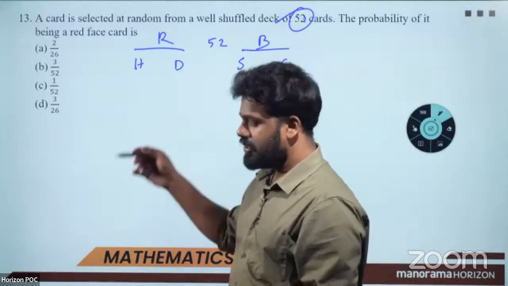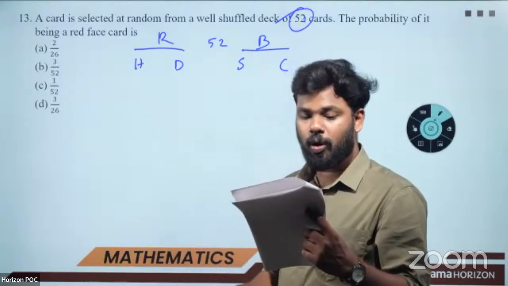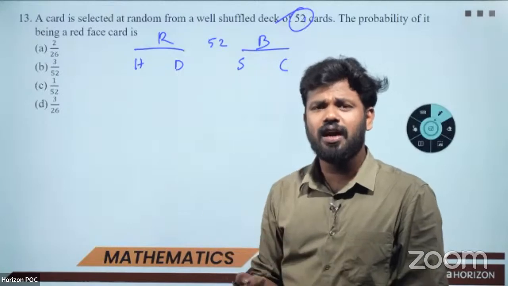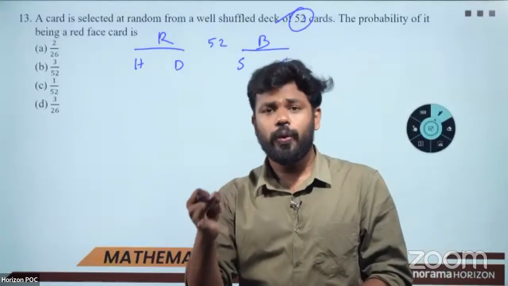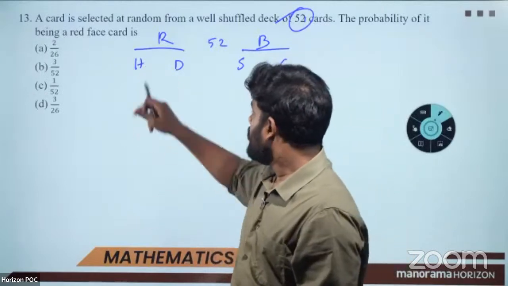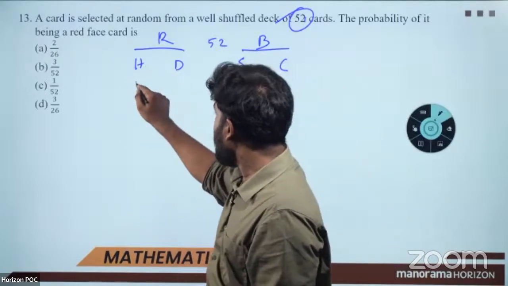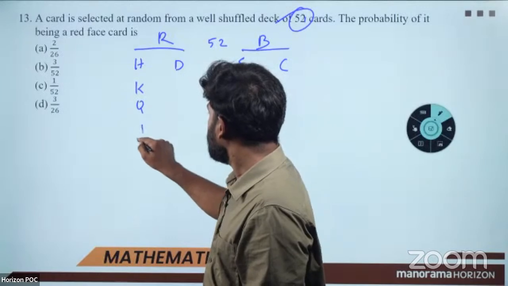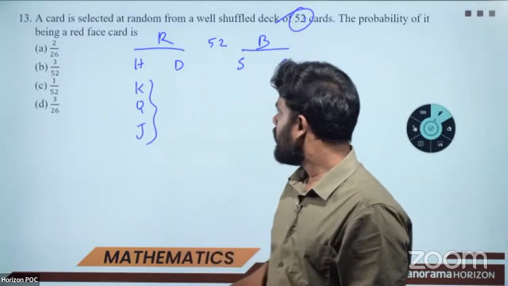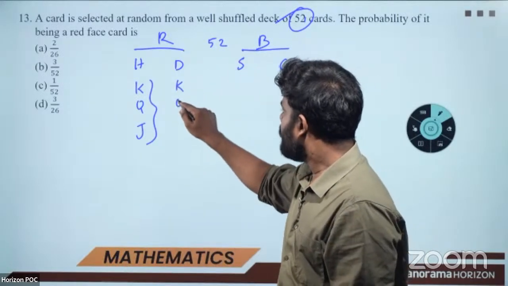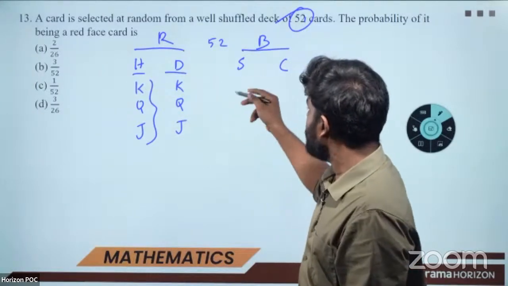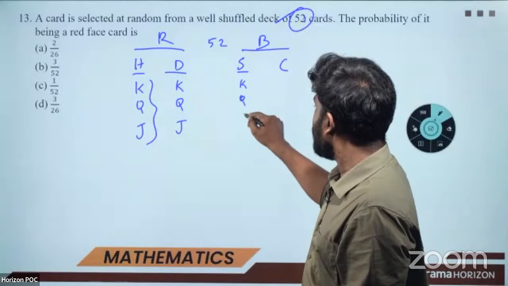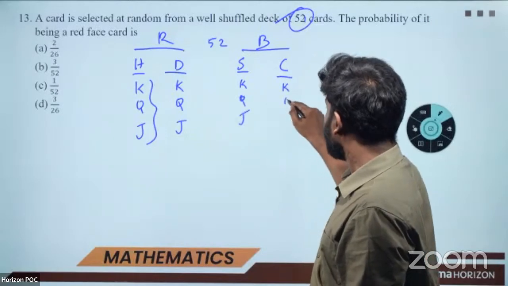And inside these, they're asking me to find out the probability of a red face card. What are the face cards in a particular deck of 52 cards? You have a king, queen, and you have what? Jack. So you have K, Q, J. So these three are the face cards. So in hearts, there will be 3. Diamond, there will be 3. Spade also, there will be 3. Club also, there will be 3.